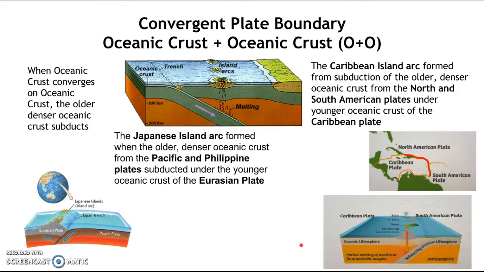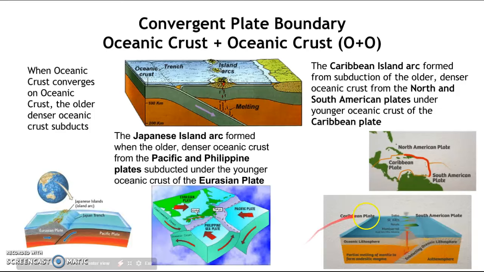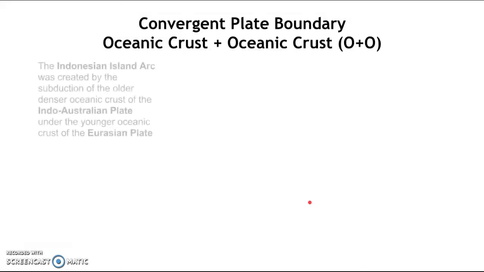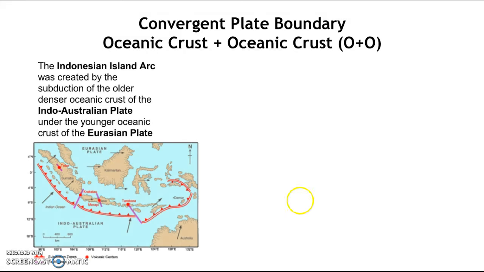Another example would be the Japanese island arc. And the Japanese island arc is formed when the older, denser oceanic crust from the Pacific and the Philippine plate are subducting underneath the Eurasian plate. And that's what built up the Japanese island arc. And you can see there's also a trench forming as it subducts underneath. Right. Another example of an island arc would be the Indonesian island arc. And you can see the older Indo-Australian plate is subducting underneath the Eurasian plate to form this chain of islands known as the Indonesian islands.